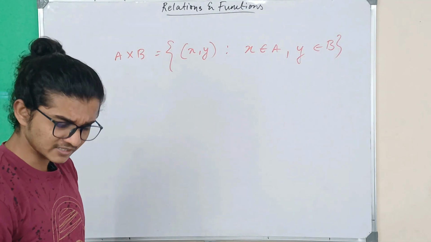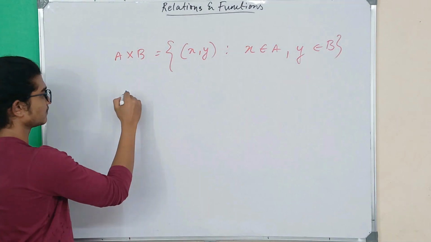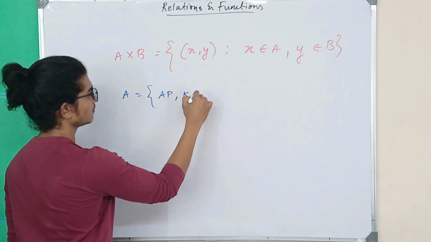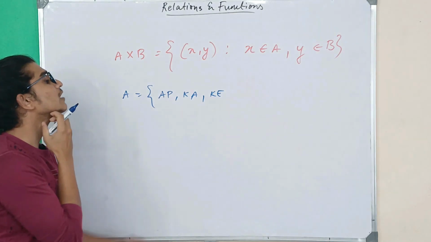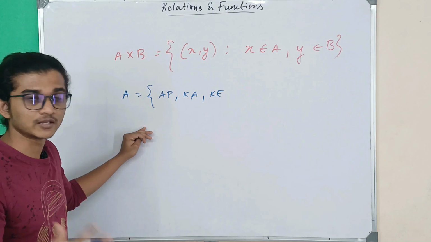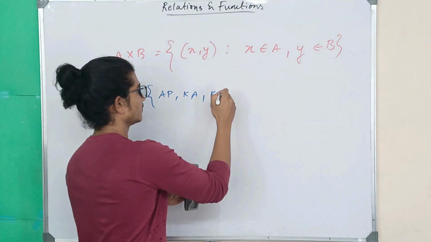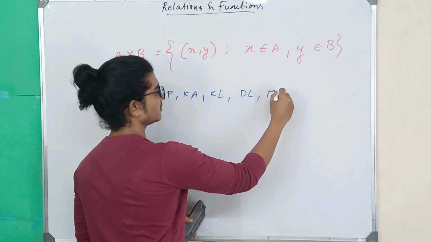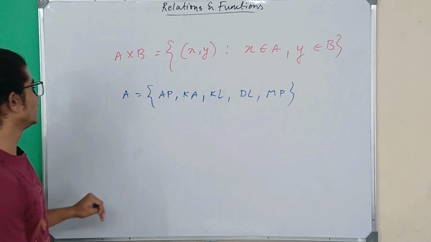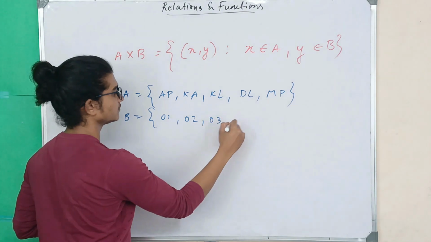Now, let us use an example to understand this better. Imagine your set A is Andhra Pradesh, Karnataka, Kerala. I'll use the example of how the RTO office makes number plates. So Andhra Pradesh, Karnataka, Kerala, Delhi, Madhya Pradesh, and so on. Imagine these are 5 different states. And set B is 01, 02, 03, 04.